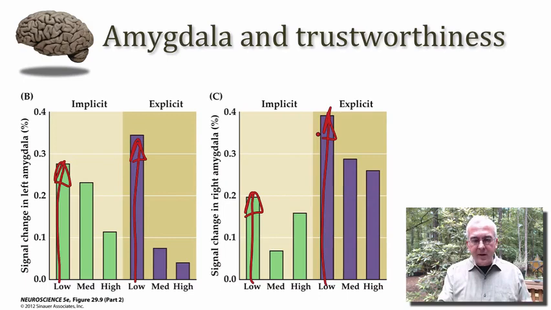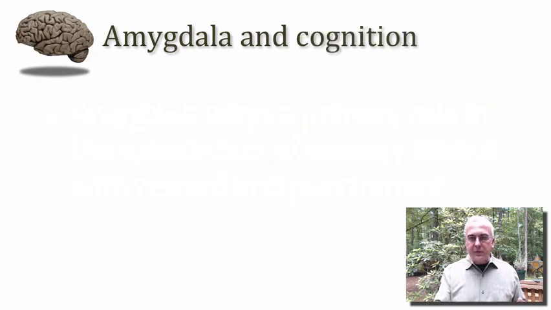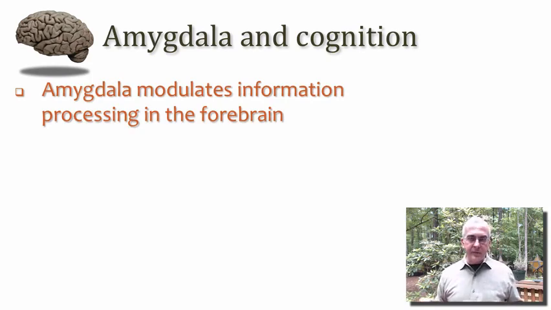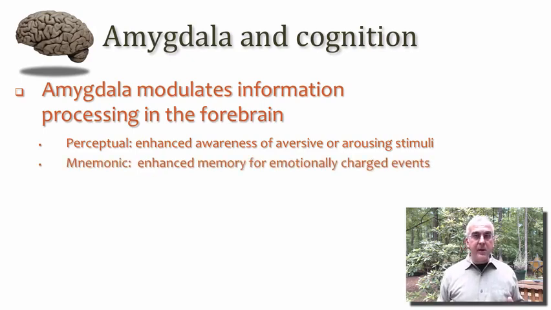So let me try to summarize what I've said so far about the amygdala. The amygdala clearly plays a primary role in the association of sensory stimuli with reward and punishment. But I think more generally, the amygdala has an important role to play in cognition. The amygdala modulates information processing in the forebrain, and it has an impact on our perceptual systems. It can enhance the awareness or the attentiveness of our perceptual systems to aversive or arousing stimuli. The amygdala can have an impact on memory, on our mnemonic systems. It can enhance memory for emotionally charged events.